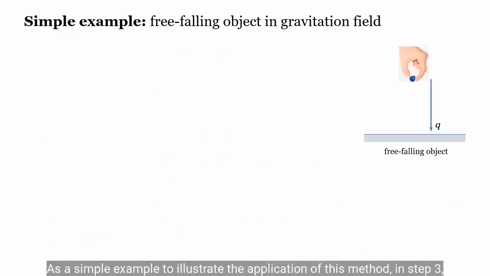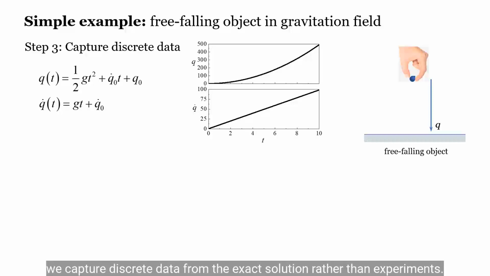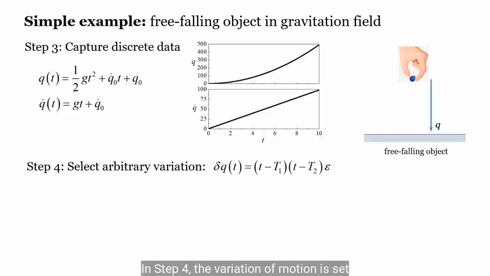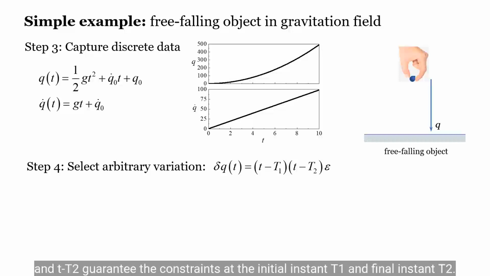As a simple example to illustrate the application of this method, in step 3, we capture discrete data from the exact solution rather than experiments. In step 4, the variation of motion is set as a special form, in which the factors t minus t1 and t minus t2 guarantee the constraints at the initial instant t1 and final instant t2.